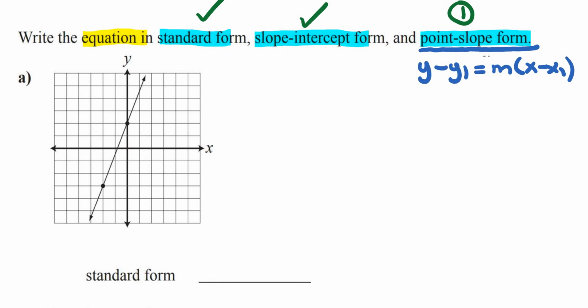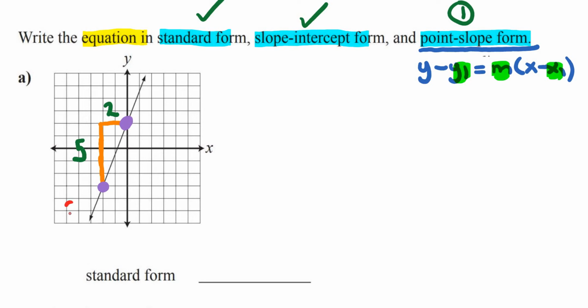Now for point-slope form, we need to find the slope, right? We need the slope, and we also need the coordinates of a point. So let's go ahead and find the slope first. I would just draw a triangle at 2 good points. So here's a good point in purple, and here's another good point there in purple. What you want to do is calculate the rise over the run. So this has a rise of 5, so I go up 5 and over 2, right? So my slope is rise over run.